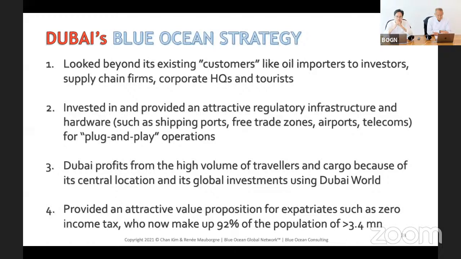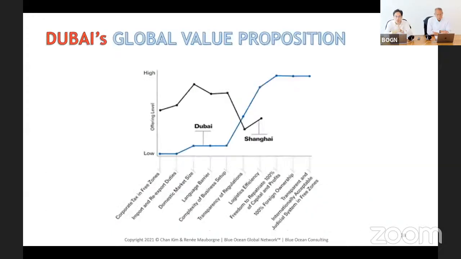Their value proposition to the rest of the world with this blue ocean strategy has been radically different. And I'll give you a comparison here. This is Shanghai's value proposition compared with Dubai's global value proposition. You can see this chart illustrates how divergent Dubai's value proposition is from other global city centers like Shanghai.